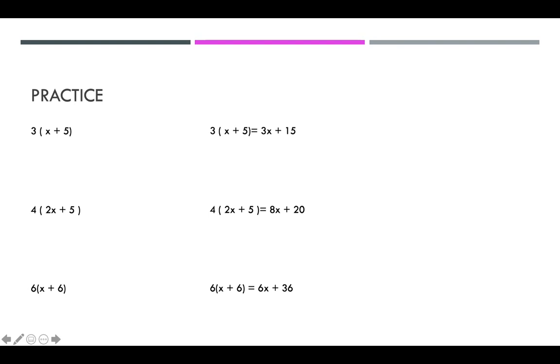All right, so here are our answers. 3x plus 15 for the first one. This one I added, you'll see I added a coefficient in front of your variable here, but it's the same thing. 4 times 2x would give us 8x, and then 4 times 5 would give us 20. This one we have 6 times x would give us 6x, and 6 times 6 would give us 36.